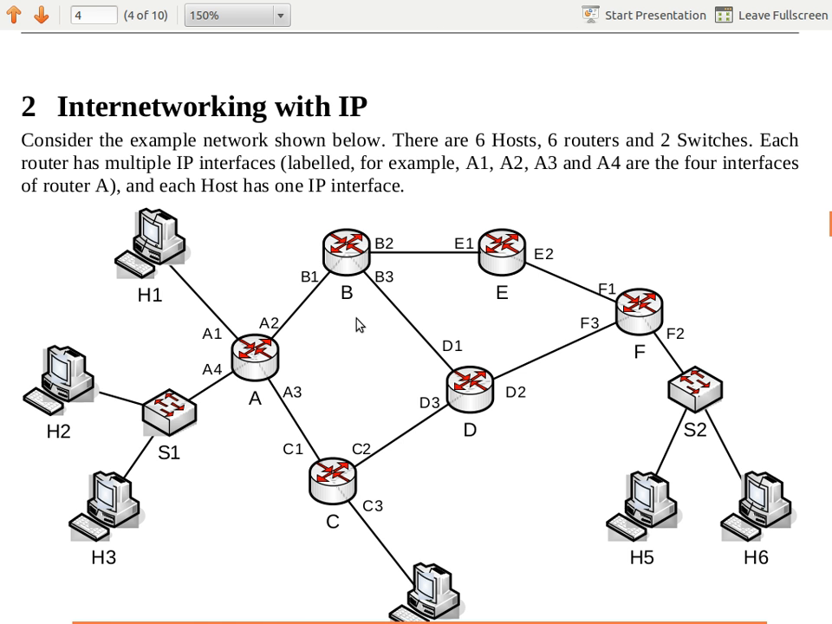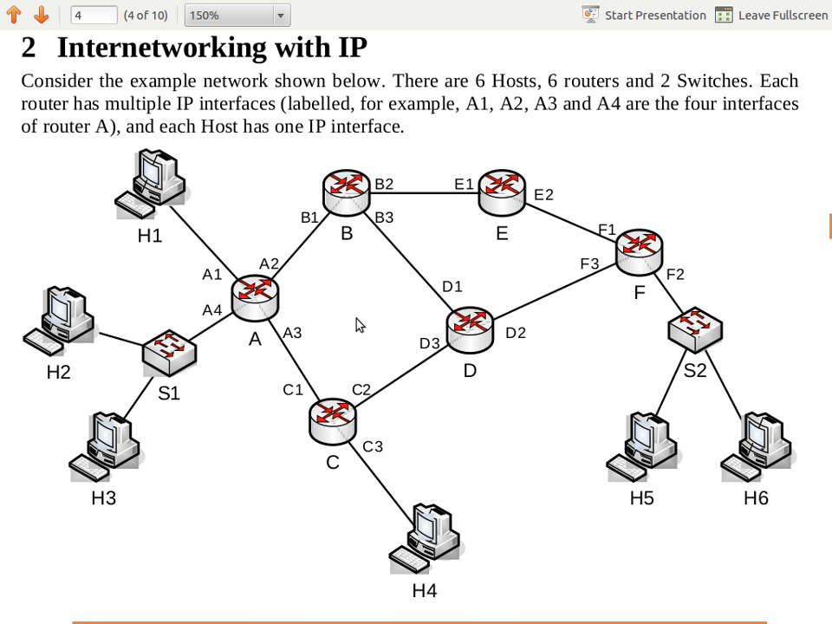H1 wants to send to H6. Where does H1 send to? If we want to get to destination H6, where should it send to? A1. If we want to reach destination H5, where do we send to? From H1, if we want to reach any destination, where does H1 send to?